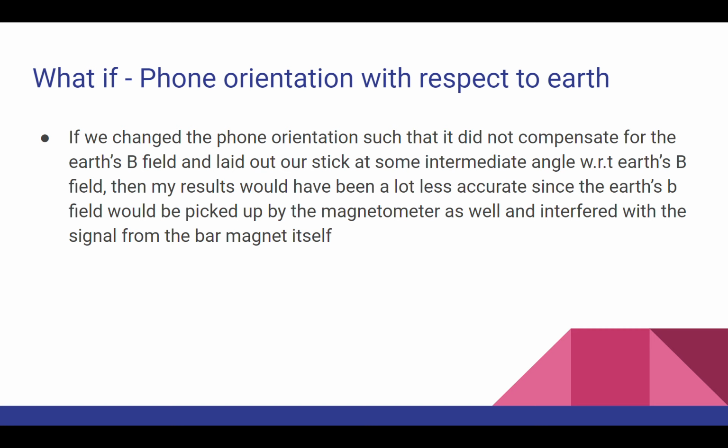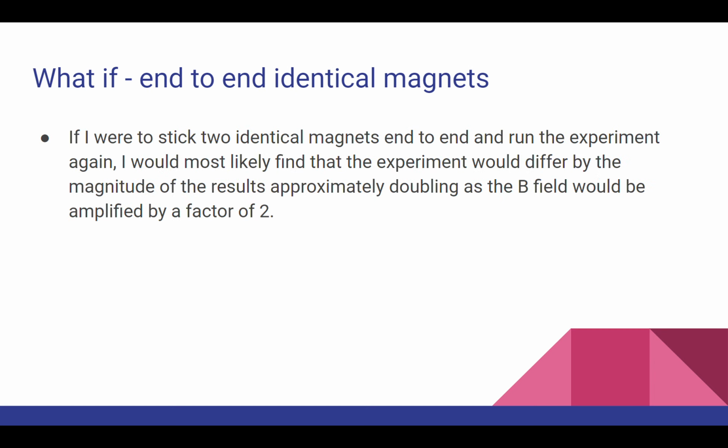And these are our what-ifs. For the phone orientation with respect to Earth, if we changed the orientation such that it didn't compensate for the Earth's B field and laid our stick at some intermediate angle with respect to Earth's B field, then our results would have been a lot less accurate because the magnetometer would have picked up the Earth's B field instead of the bar magnet's. And if we were to stick two identical magnets end to end and run the experiment again, you would most likely find the magnitude of the results approximately doubling, as the B field will be amplified by a factor of 2, since now there are two bar magnets right next to each other amplifying themselves.